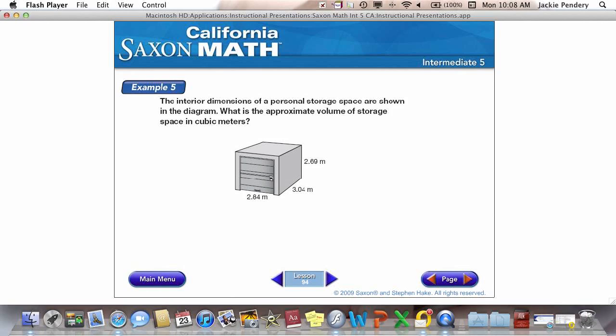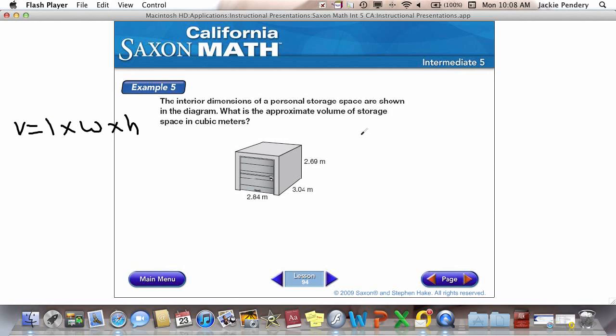Okay, example 5. The interior or inside dimensions of a personal storage space are shown in the diagram. What is the approximate volume of storage space in cubic meters? Cubic meters, not centimeters. So the first thing we need to do is write the formula for volume. Volume equals length times width times height. Okay? Off to the side of your paper. Let's move this over here. Volume equals length times width times height.